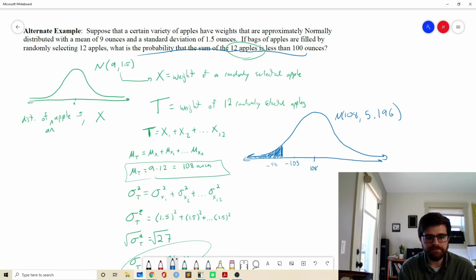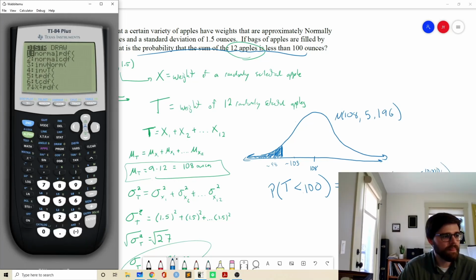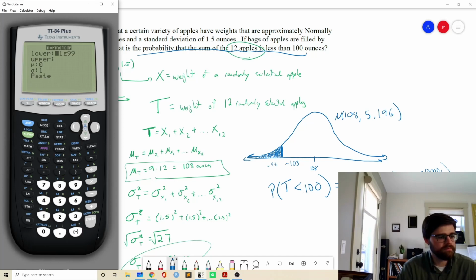We've done problems like this a lot. Hopefully you feel pretty comfortable at this point working with our normal distribution. So what's the probability that T, this new variable, not X but T, is going to be less than 100? They just said less than. I'm going to take that off, even though it doesn't really matter for a continuous distribution. To calculate this, I'm going to use my calculator. I'm going to do normal CDF. Okay, so we got everything thrown in. We're ready to calculate.